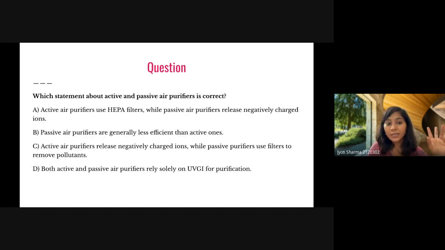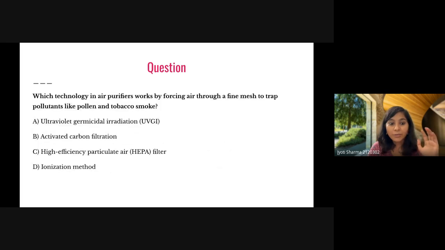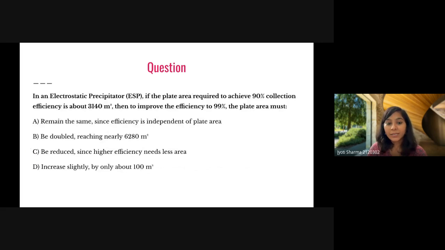Okay, so there is again, like we have air purifiers in houses, active and passive air purifiers. An active air purifier will release negative charge ions, and that's how it will deposit the particulate matter. And in a passive purifier, we use a filter that can just remove the pollutant. If it works on the forced air that will trap pollutants, for example pollen or tobacco smoke, such a filter will be a high efficiency particulate air filter.